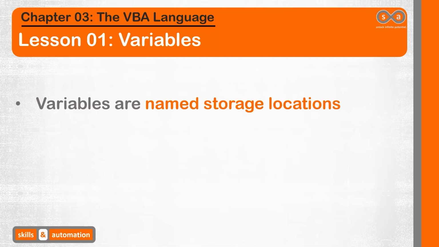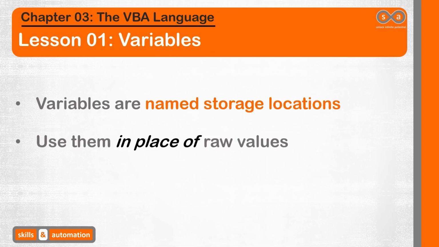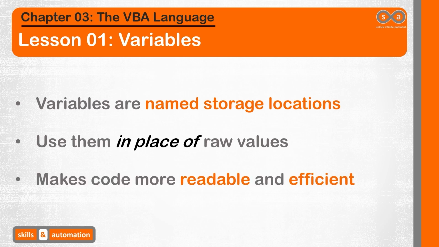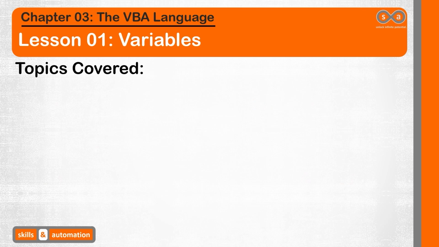Variables are named storage locations used for storing values. We can use variables in place of raw values within our code. This makes our code more readable and at times more efficient. Let's have a look at the topics covered in this lesson.